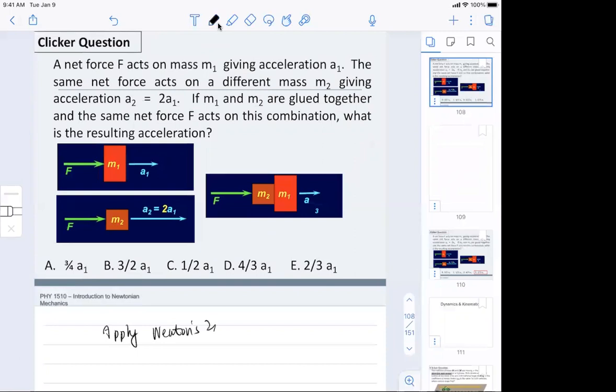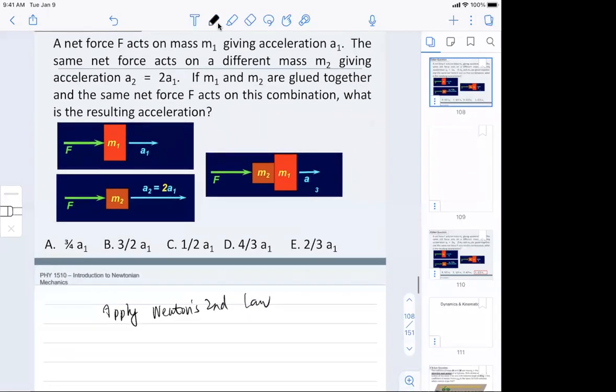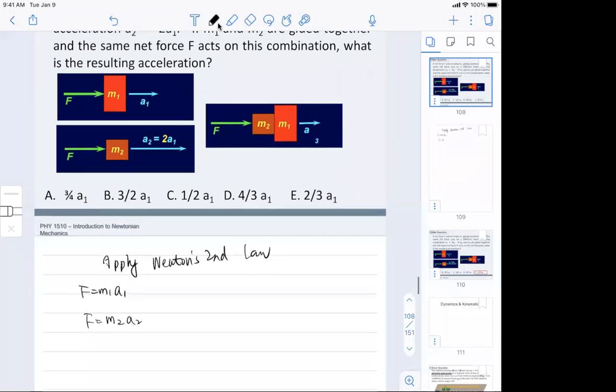Let's see how these relationships work out. Apply Newton's second law on the first situation: F net equals ma, right? M1 A1. The second situation, same F, M2 A2. Now the third one is F equals M1 and M2 together with an acceleration A3. But we all know that A2 is 2 times A1. These two are equal, so M1 A1 is 2 M2 A1.